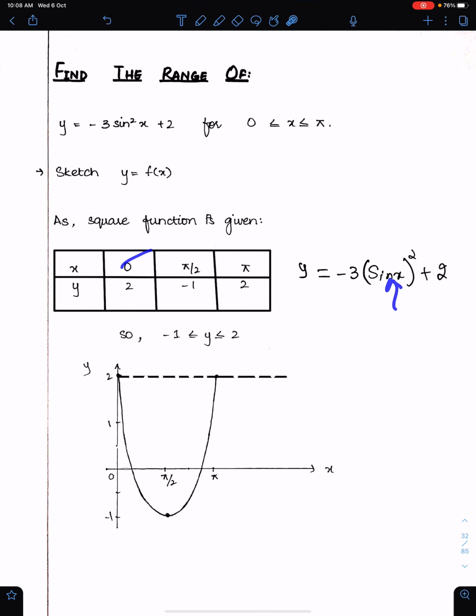This will help you to construct the table, because when you put 0 here, then sine 0 is 0, so minus 3 plus 2 makes 2. When you put pi by 2 here, then sine pi by 2 is 1, 1 square is 1, so minus 3 plus 2 makes minus 1. When you put pi here, sine pi is 0, so 2. And this is the range of this function, minus 1 to 2.